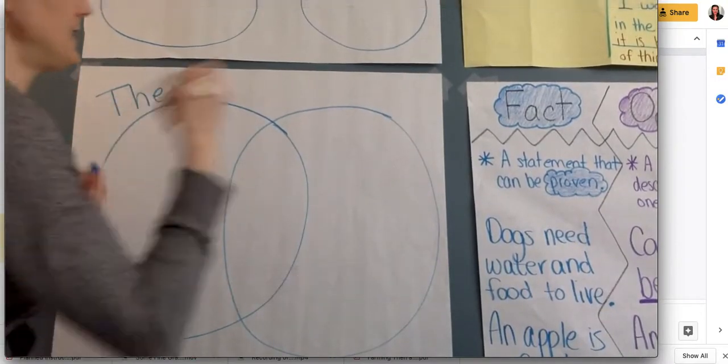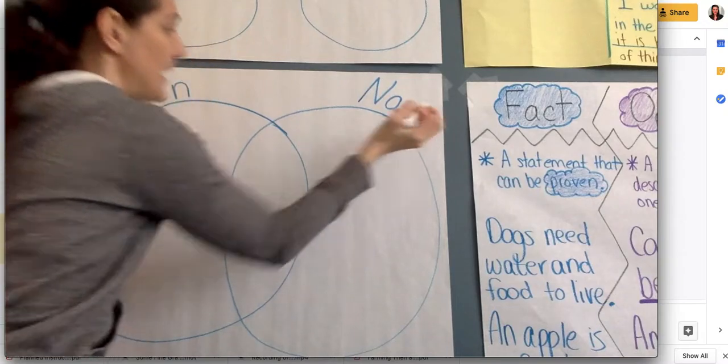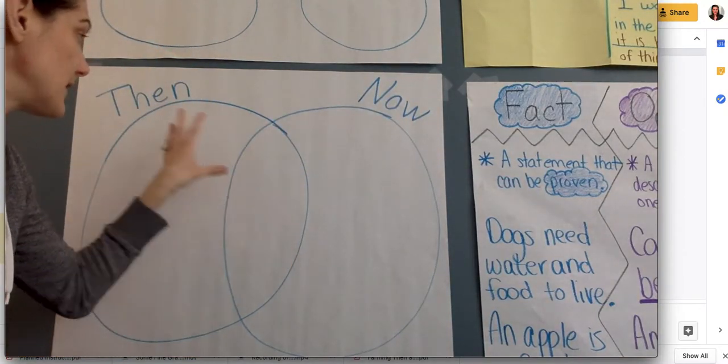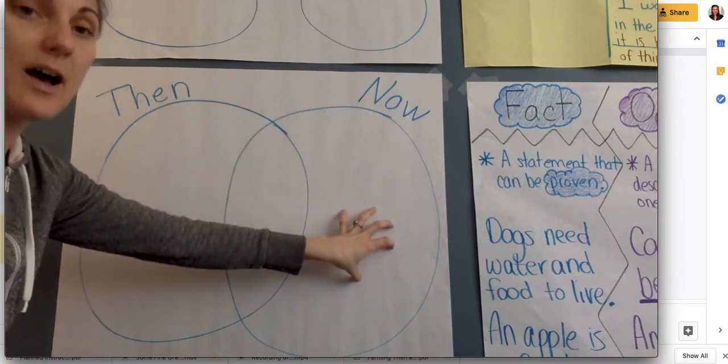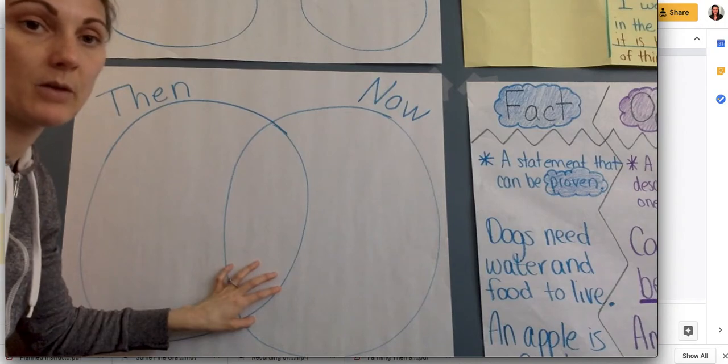So we have then and now. So we are going to compare how farming was different then compared to how it is now. And if there are things that are the same, we're going to put those in the middle. Okay?